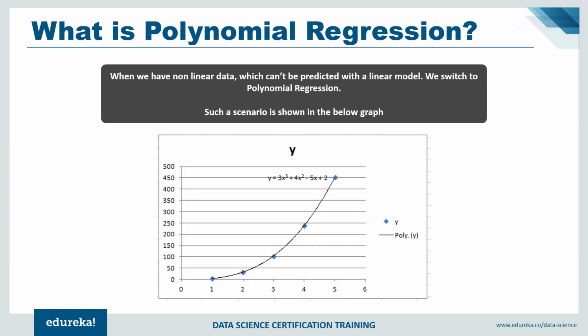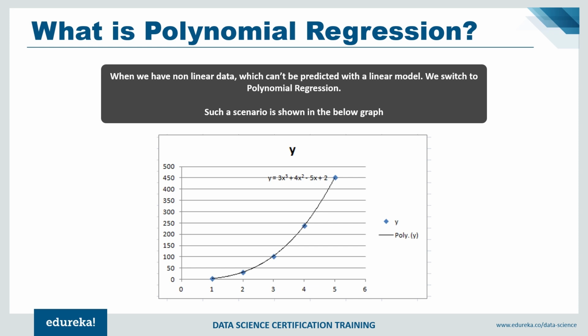Similarly, we have polynomial regression also. When we have nonlinear data which cannot be predicted with a linear model, we switch to polynomial regression. Such a scenario is shown in the graph below. As you can see here, we have the equation y equals 3x cubed plus 4x squared minus 5x plus 2. Here we cannot perform this linearly, so we need polynomial regression to solve these kinds of problems.